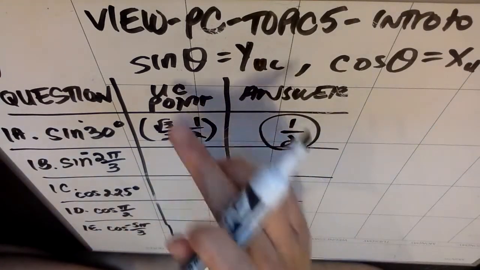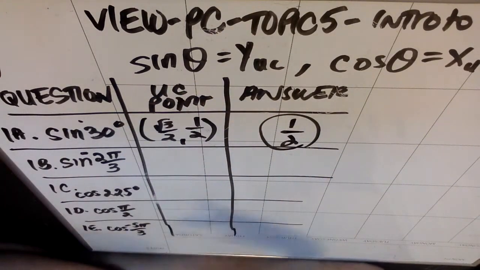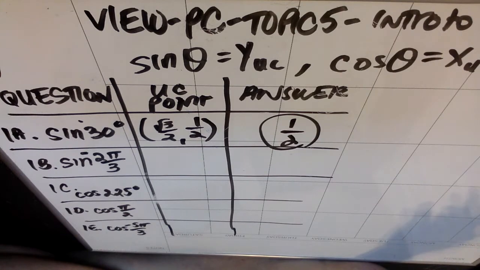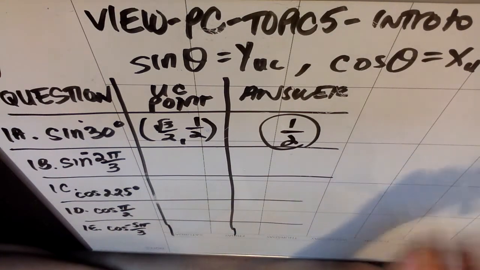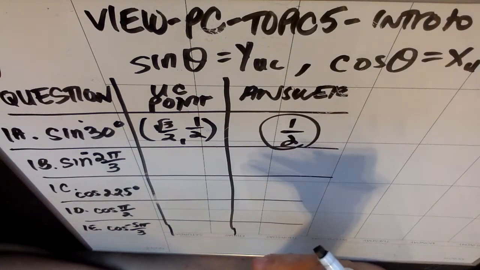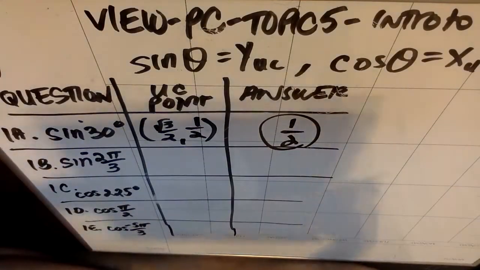In a real math problem, you wouldn't need this step where you locate the point, but you have to locate the point to answer the question. The next question asks you for the sine of negative 2 pi over 3. Well, the problem is that negative 2 pi over 3 is not on the circle. There are two ways to deal with this.